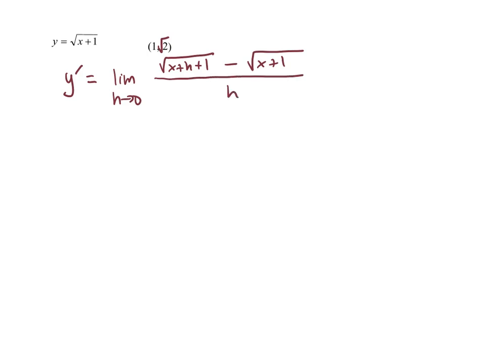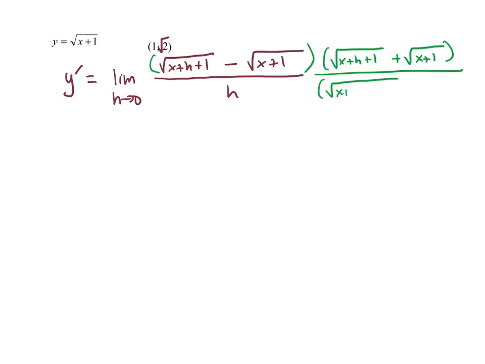So I'm going to find the derivative, so I'll find y prime, or dy/dx, whatever you want to call it. So y prime is going to be the limit as h goes to 0 of square root of x plus h plus 1 minus square root of x plus 1, all over h. So this should look really, really familiar because we all love these kind of problems. So we're going to multiply by radical x plus h plus 1 plus radical x plus 1, all over radical x plus h plus 1 plus radical x plus 1.